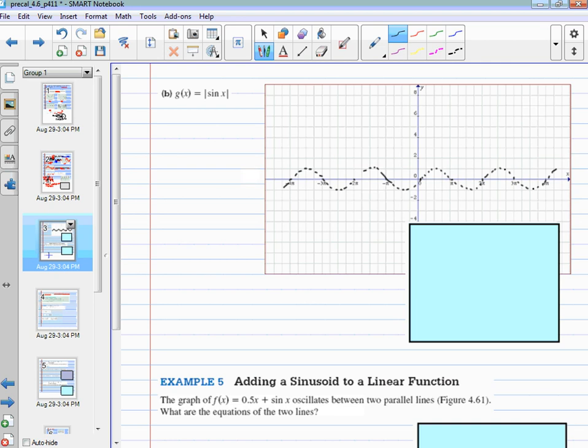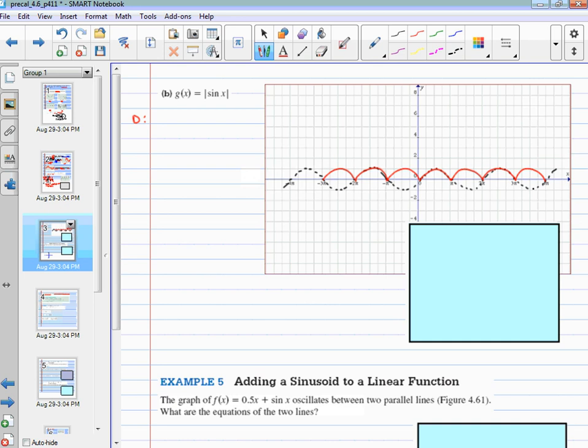So absolute value, well, if I start here, I'm good right there, then what's going to happen with this bottom? Yeah, it's just going to reflect it over. It's going to be positive. So here it is. This is my absolute value sine graph. And we were supposed to answer all the other questions.